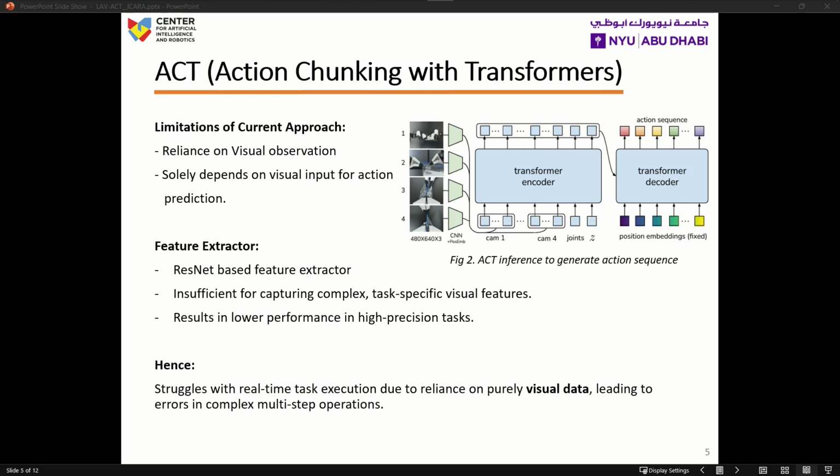Particularly, the ACT uses the ResNet to process images. While ResNet is effective in many processing tasks, it is not well suited for complex robotic manipulation because it fails to capture the spatial and temporal dependencies, as well as it struggles with the multi-view understanding because we will be using multiple cameras in our experiment, which is essential in bimanual manipulation tasks. And because of these limitations, the system struggles with the real-time task execution, leading to lower success rates in real-world experiments.